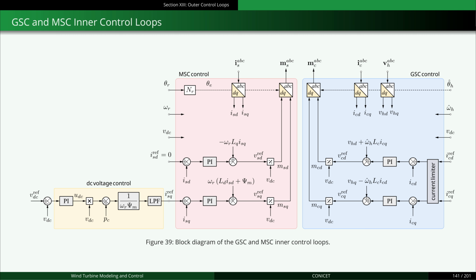In the next video, we will discuss frequency control challenges in power systems with high renewable energy penetration. We will also describe deloading methods to enable wind turbines to participate in system frequency control.